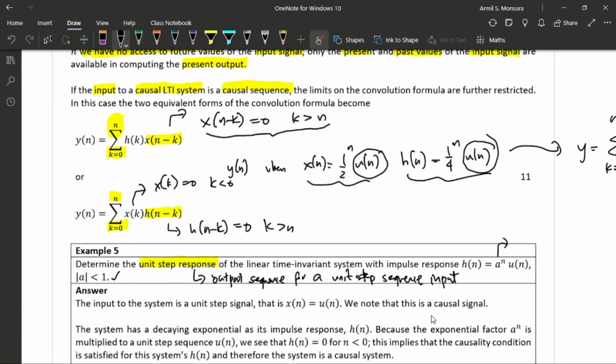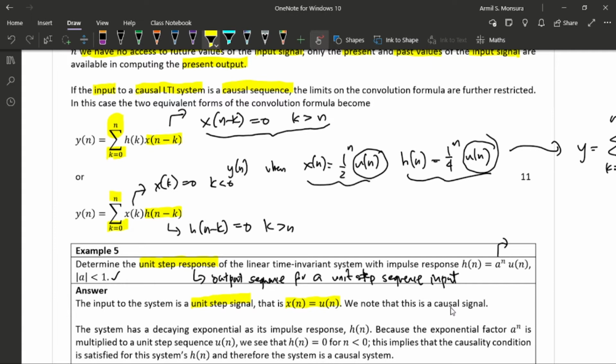Okay, so pag sinabi nyo unit step response, you are looking for the output sequence where the input is a unit step sequence. So yun yung tawag natin unit step response. So ito yun, the input to the system is a unit step signal, dahil nga unit step response ang hinahanap natin. So that is your x of n is u of n.